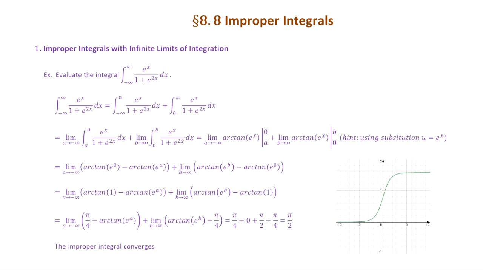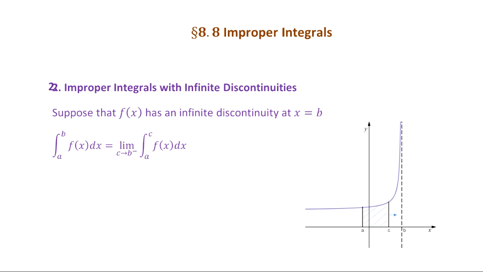So this improper integral converges. You get a finite number for this integral, the integral of e to the x over 1 plus e to 2x from negative infinity to positive infinity. So that's convergent, or converges. Okay, so that's the first example, and I don't know why I got two twos in here. Okay, some typos in here. Sometimes it's just because the format just messes up a little bit.